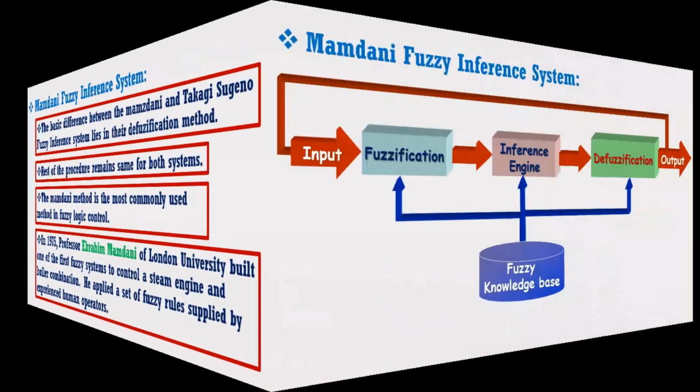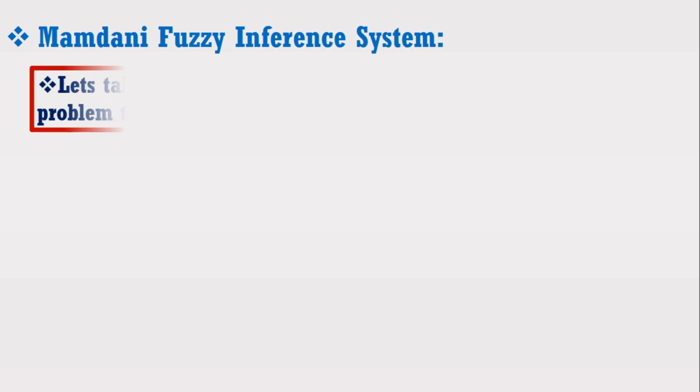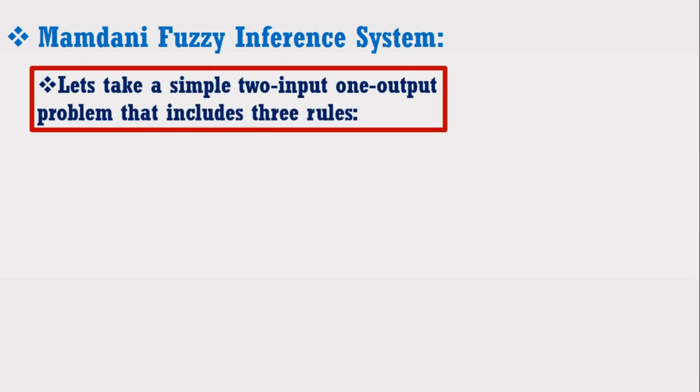Just look at the figure which shows the basic steps of the Mamdani fuzzy inference system. You may be surprised to see that it is the same figure which we have already discussed. Yes, you are right. In fact, the Mamdani fuzzy inference system is the same as what we have already discussed about the basic fuzzy logic process so far. However, I am discussing it again to clarify its concept further. Let's take another simple 2 input 1 output problem that includes 3 rules.